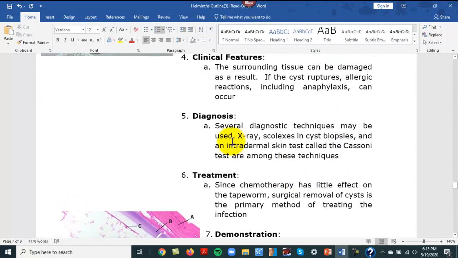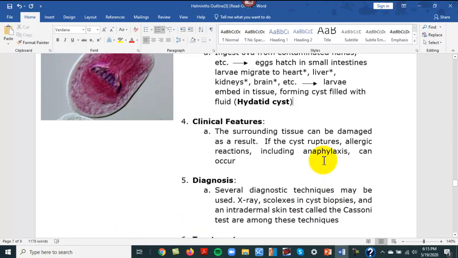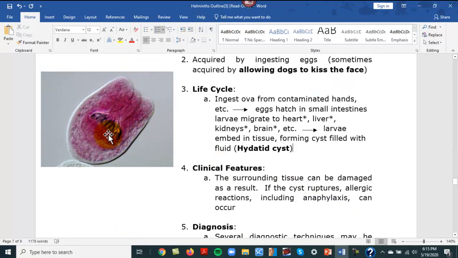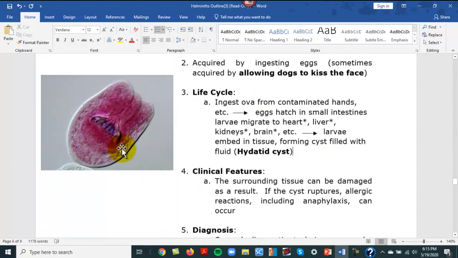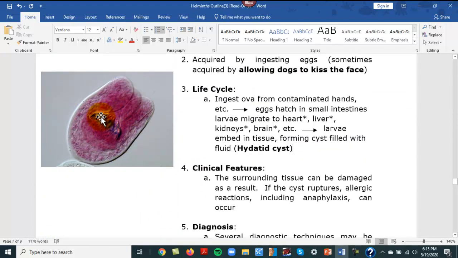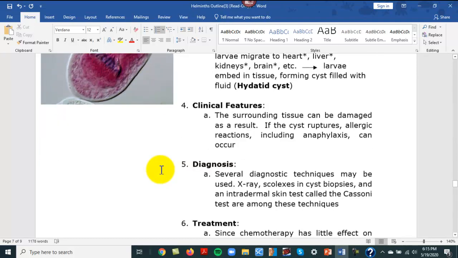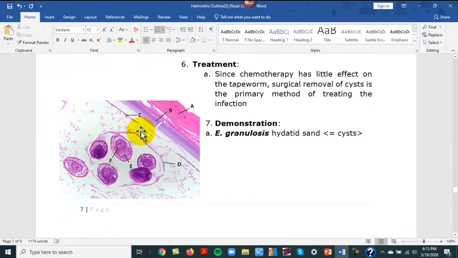How you diagnose this? X-ray, scans, and cyst biopsies. There's also a skin test done for that. That's a scolex. Remember, a scolex is this thing. And like I said, this is the cyst, and you can see the hooks. Human beings do not have what is required for them to continue their life cycle. So they make a cyst. In fact, there's a cyst with several scolices, like heads of tapeworms.